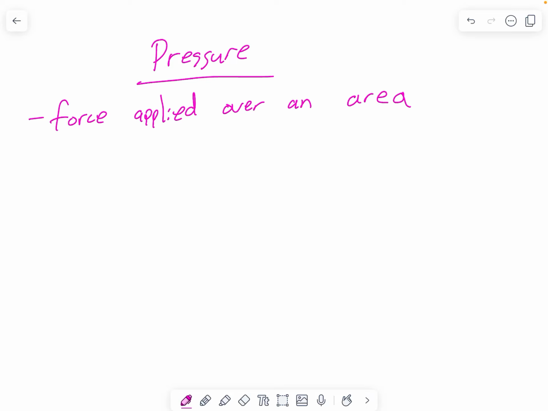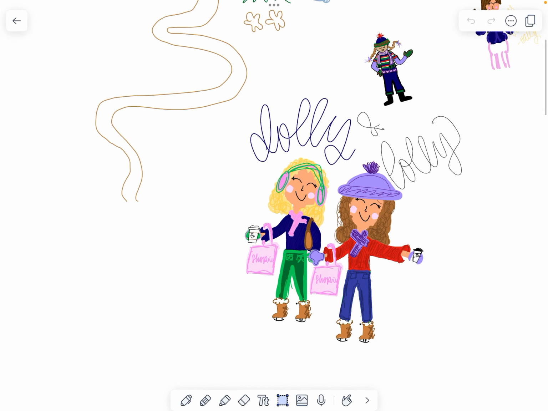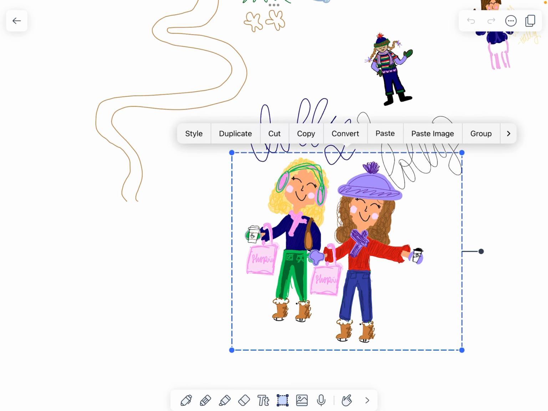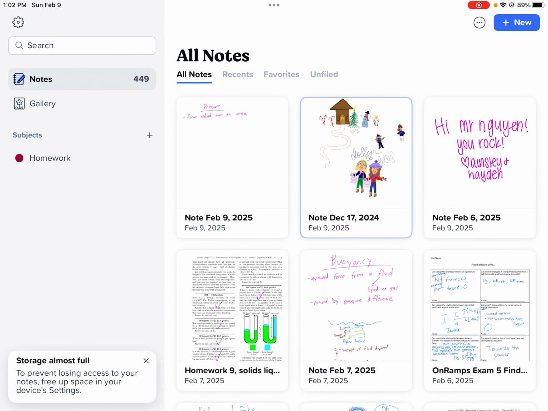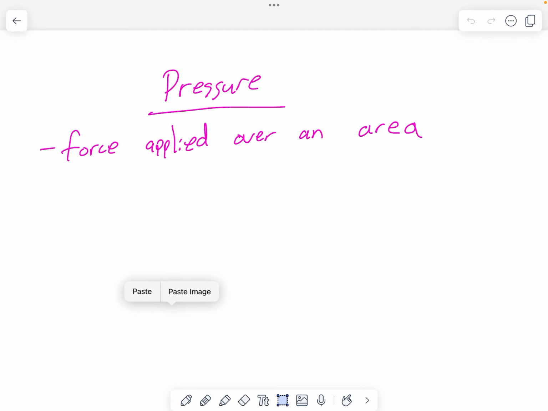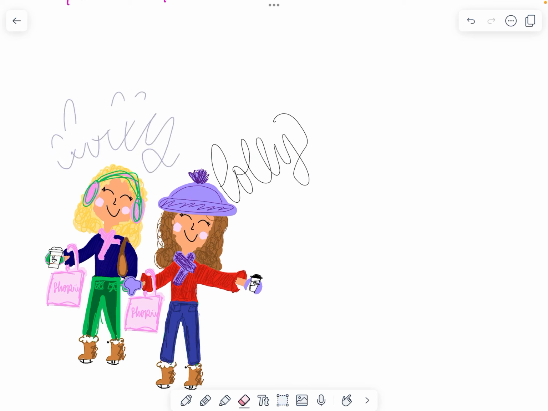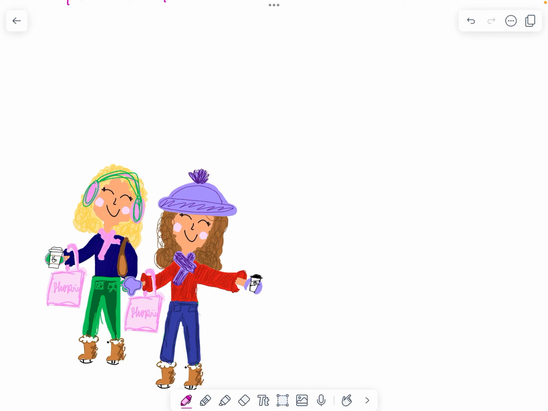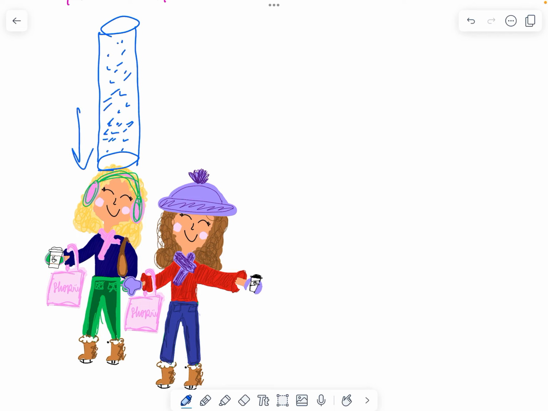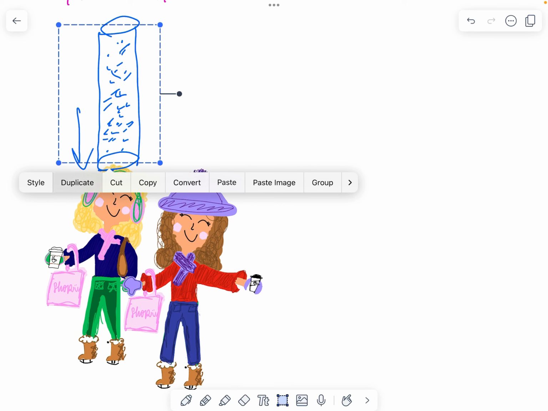Because if you can imagine a person, I don't want to draw a person, so I'm going to steal this picture and copy and paste it. Okay, so we got our two people. Their names are Holly and Dolly, and they're on Earth in the atmosphere because they breathe air. You can imagine there's a column of air above their head that applies a pressure down on them. So there's a pressure on one person, and the pressure on the other person.